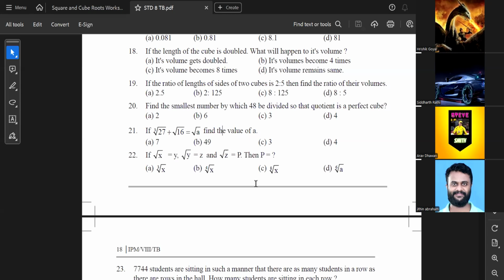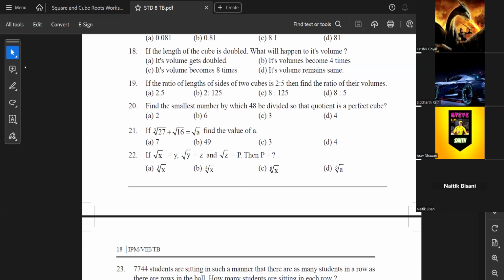So first, you will prime factorize the number 48. Then you will make pairs of the numbers, and whatever is left out, you will just divide the number 48 by it, and then you'll get the answer.